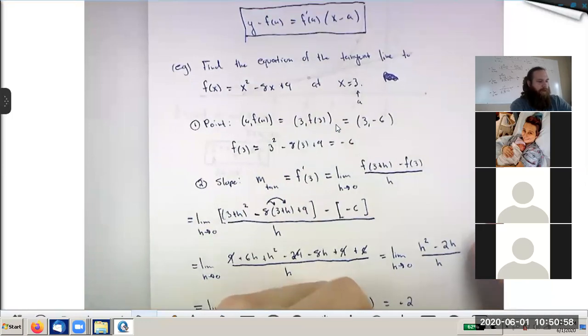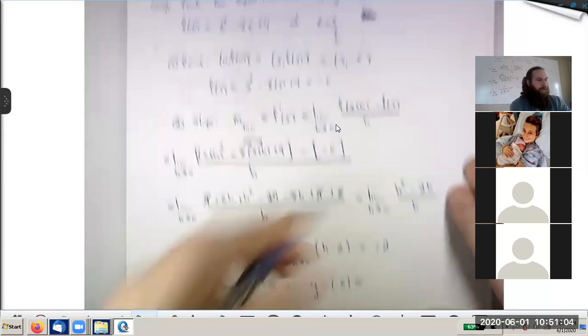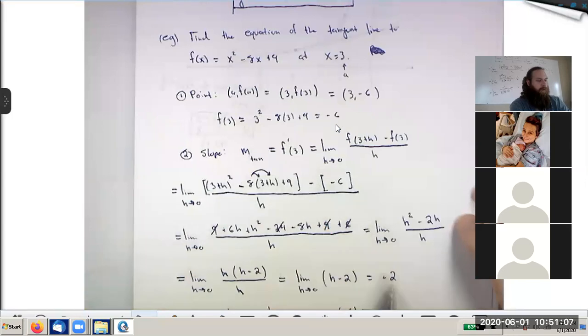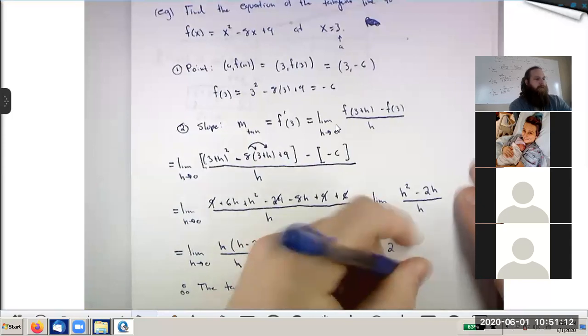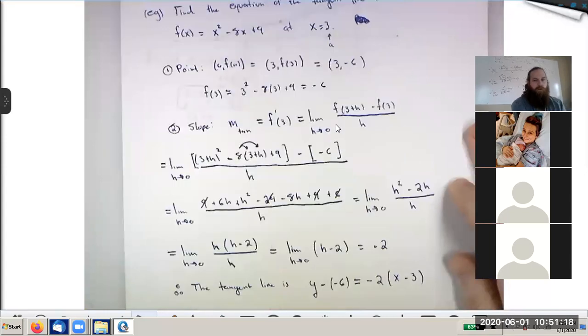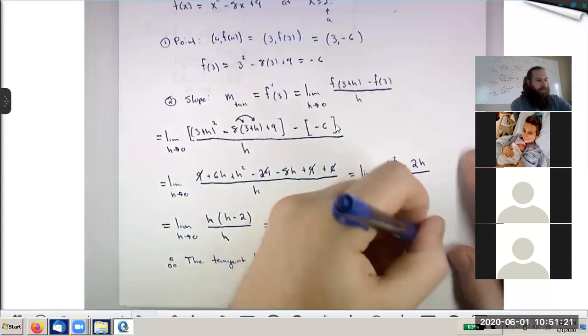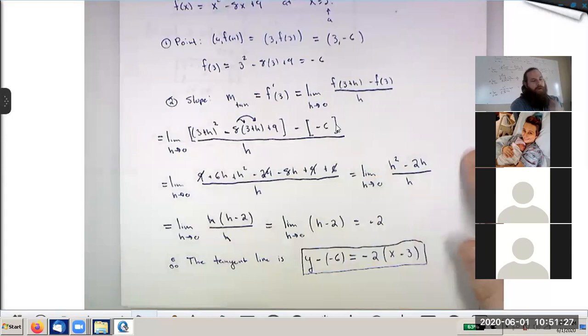This is y minus negative 6 equals f prime of a, f prime of 3, my slope is negative 2. That's what I got from the limit, times x minus a, and a here was 3. So this is the equation of my tangent line. And we could simplify, we could put this into y equals mx plus b, we could do whatever things you want to do with a line. But at this point is when we can declare victory. Right, now we have the equation of the tangent line.